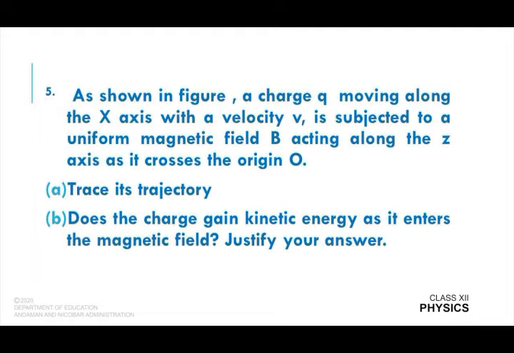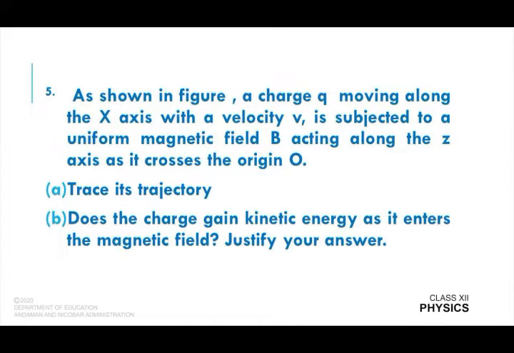As shown in the figure, a charge Q moving along the x axis with a velocity v is subjected to a uniform magnetic field B acting along the z axis as it crosses the origin O. What is the first question? Trace its trajectory. Number 2, does the charge gain kinetic energy as it enters the magnetic field? You are going to justify your answer.